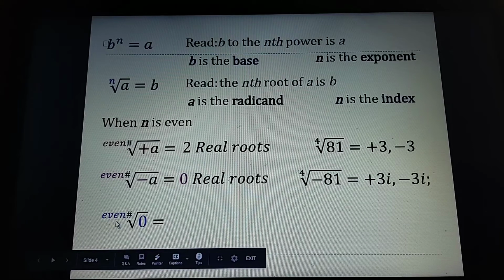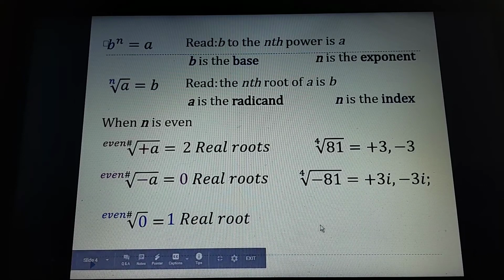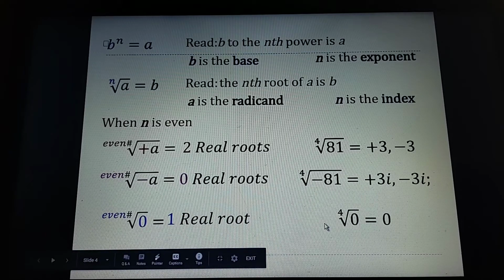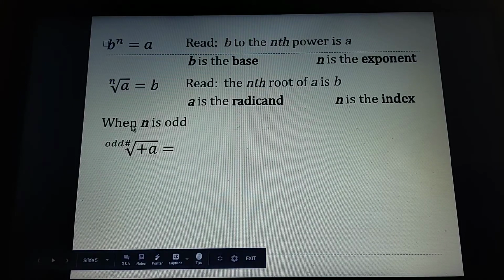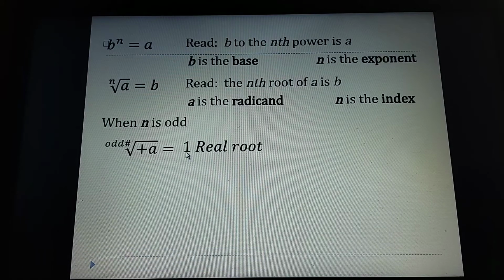Then our last situation is we have an even index and a radicand of 0. That's always going to have one real root because the root of 0 is always 0. Now, we're going to look at what happens when our index is odd. First situation, you have an odd index and a positive radicand. You're going to get one real root, one answer.